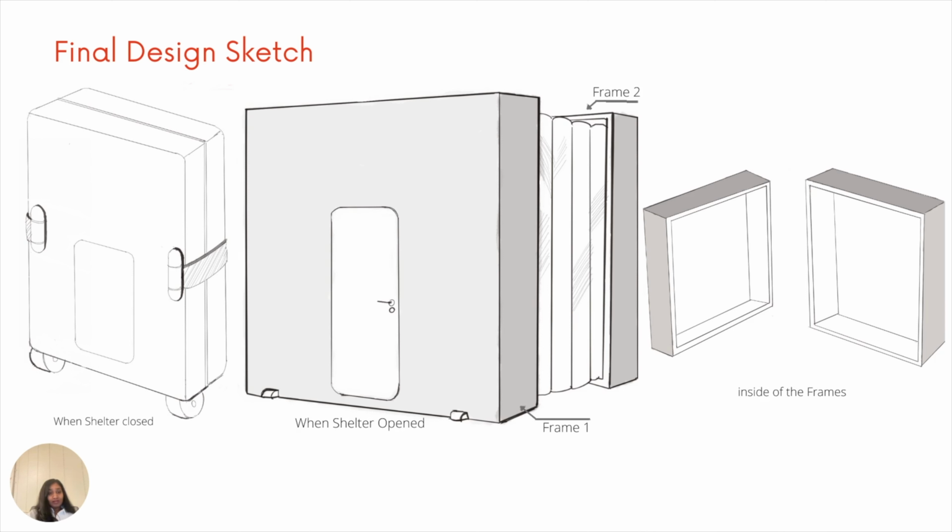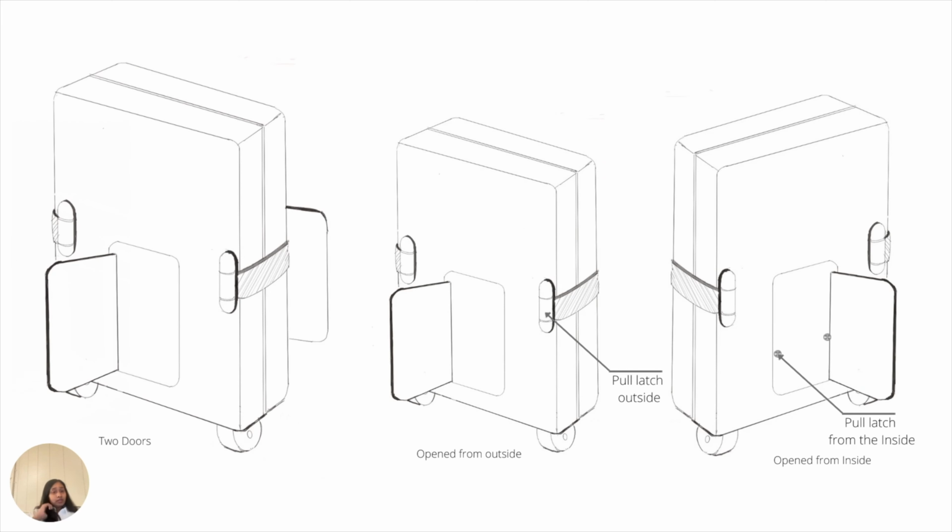The leftmost one is the closed or compressed shelter, and the middle one is the expanded shelter. There are two frames, frame 1 and frame 2, and in between is the expandable material. When the shelter is closed, it is kept closed using the latch. There are two doors, front and back. The pull latch is what holds the shelter closed, so it can be opened from the outside also.